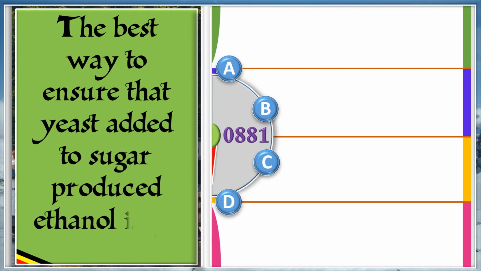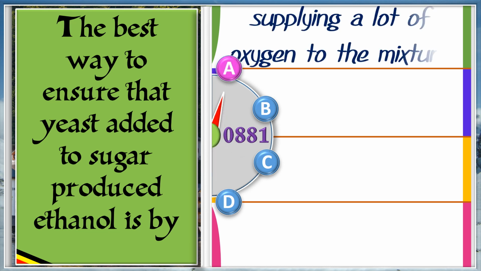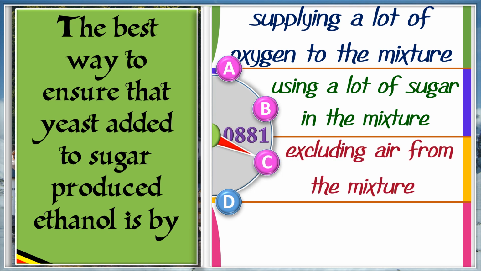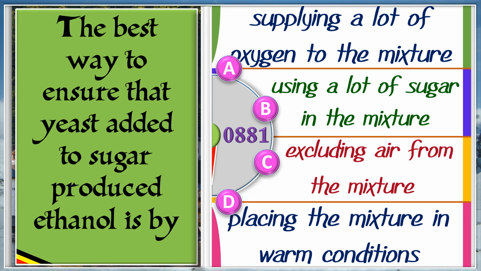The best way to ensure that yeast added to sugar produces ethanol is by: A. Supplying a lot of oxygen to the mixture. B. Using a lot of sugar in the mixture. C. Excluding air from the mixture. D. Producing the mixture in warm condition. And the answer is: excluding air from the mixture.